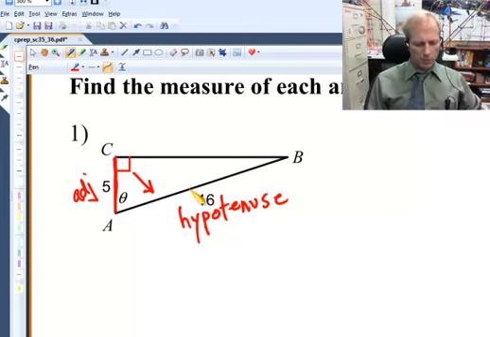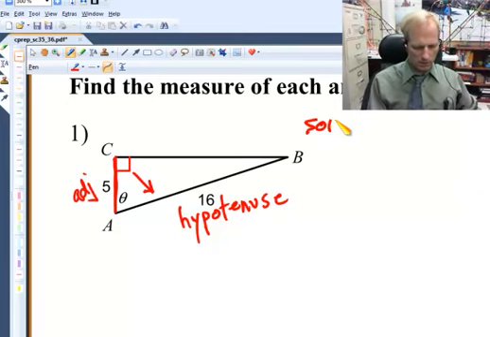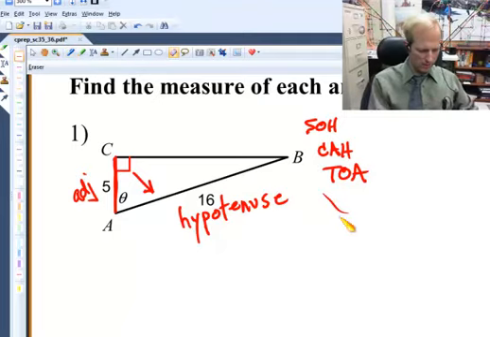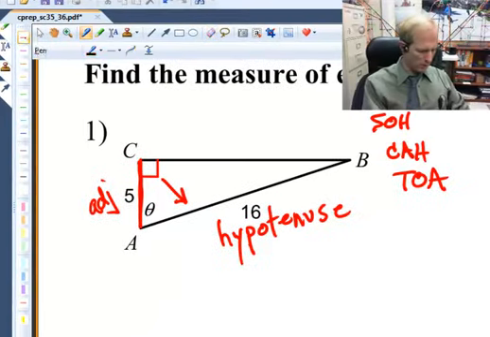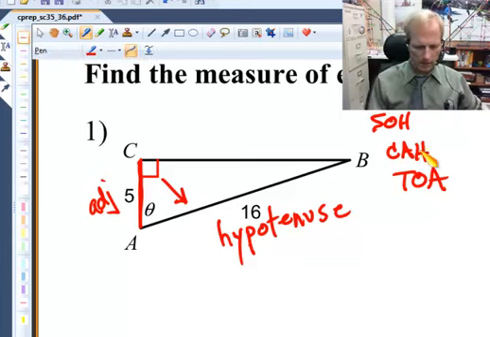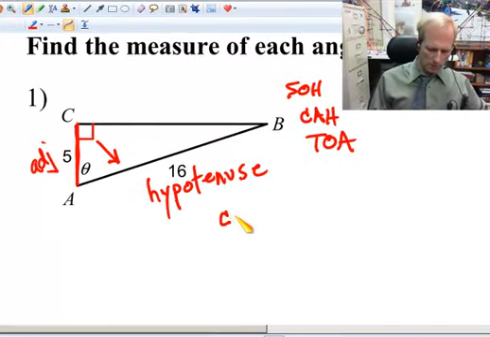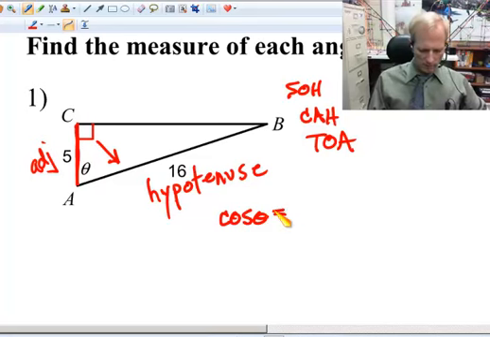Okay, so now I'm ready to write my trig equation. So let's see. For SOHCAHTOA, which one? Now I look at the first letters of hypotenuse and adjacent, and I see that hypotenuse starts with H and adjacent starts with A, and the trig function with A and H is cosine. So my equation then is going to be cosine of theta is equal to adjacent over hypotenuse, so that would be 5 over 16.